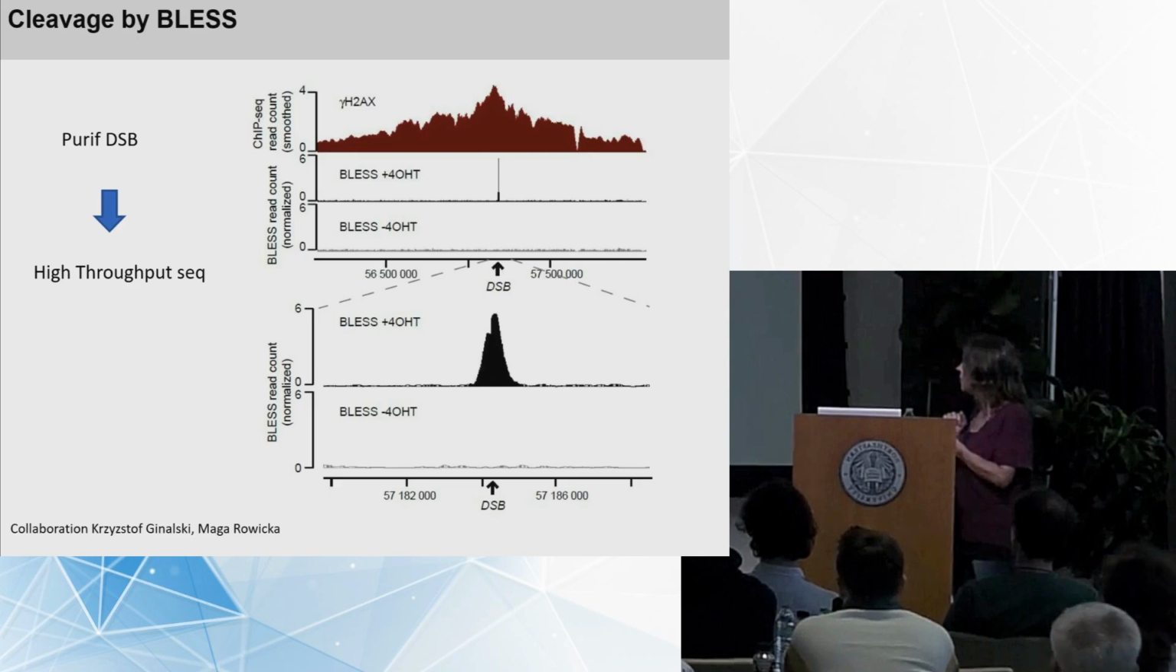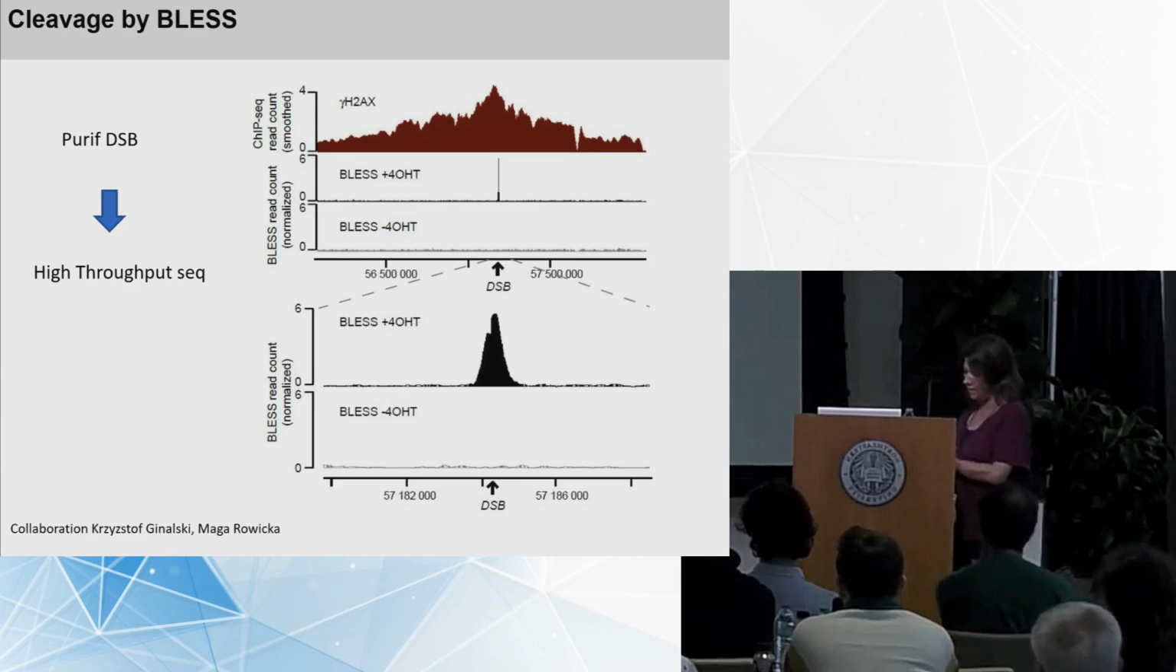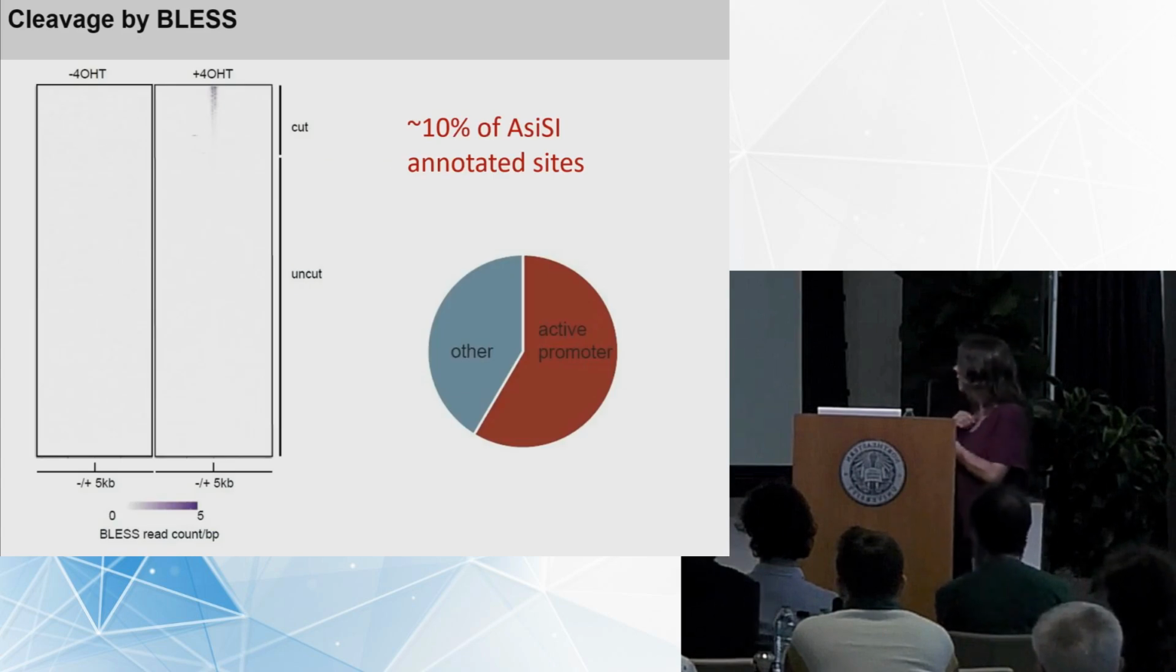And you can see that when you add hydroxytamoxifen, we have this very sharp peak that pops up at the SIS1 position. Okay, so that's basically how it behaves. We have about 1,200 sites annotated on the genome, but we are able to cut only roughly 170 sites efficiently. So there are a lot of DSB sites that are not accessible with our system.